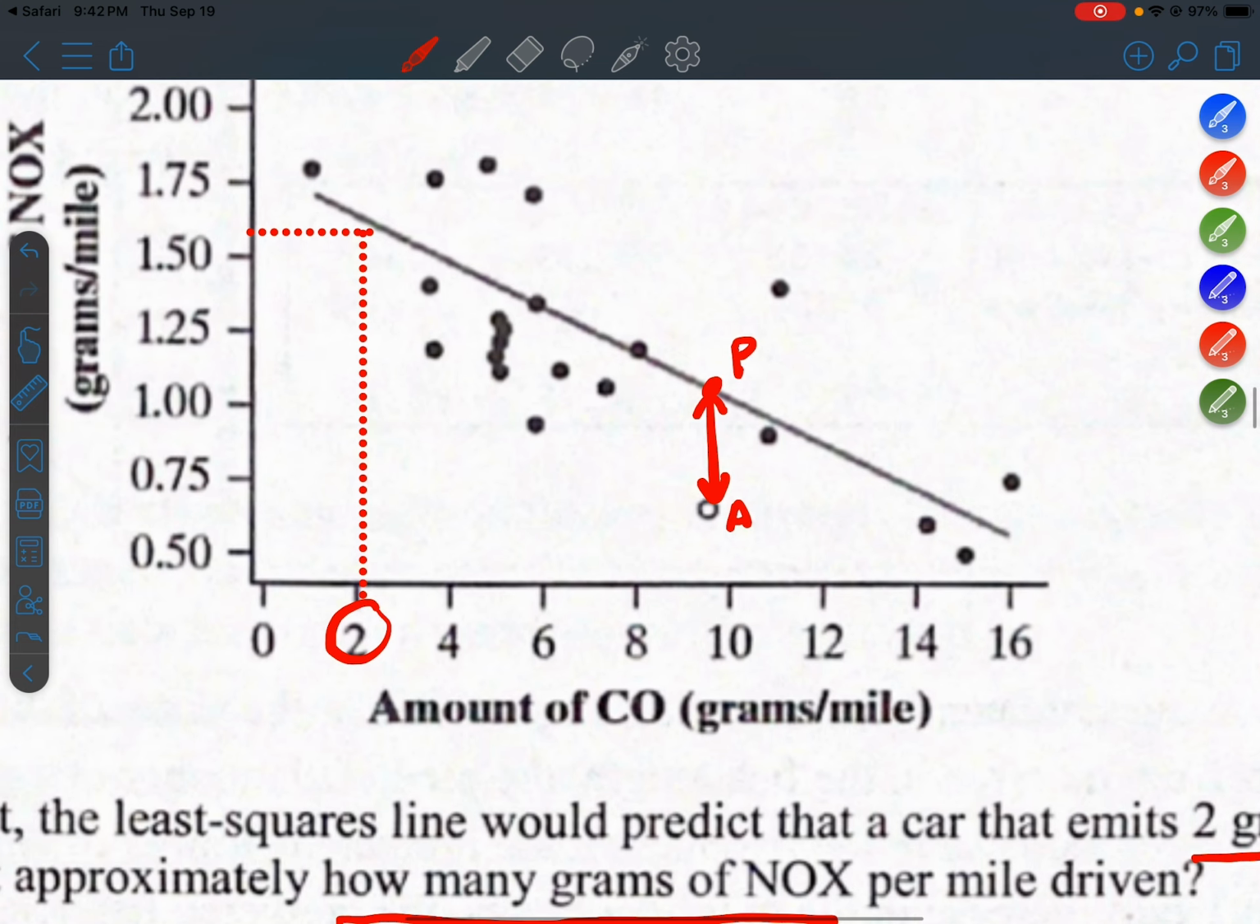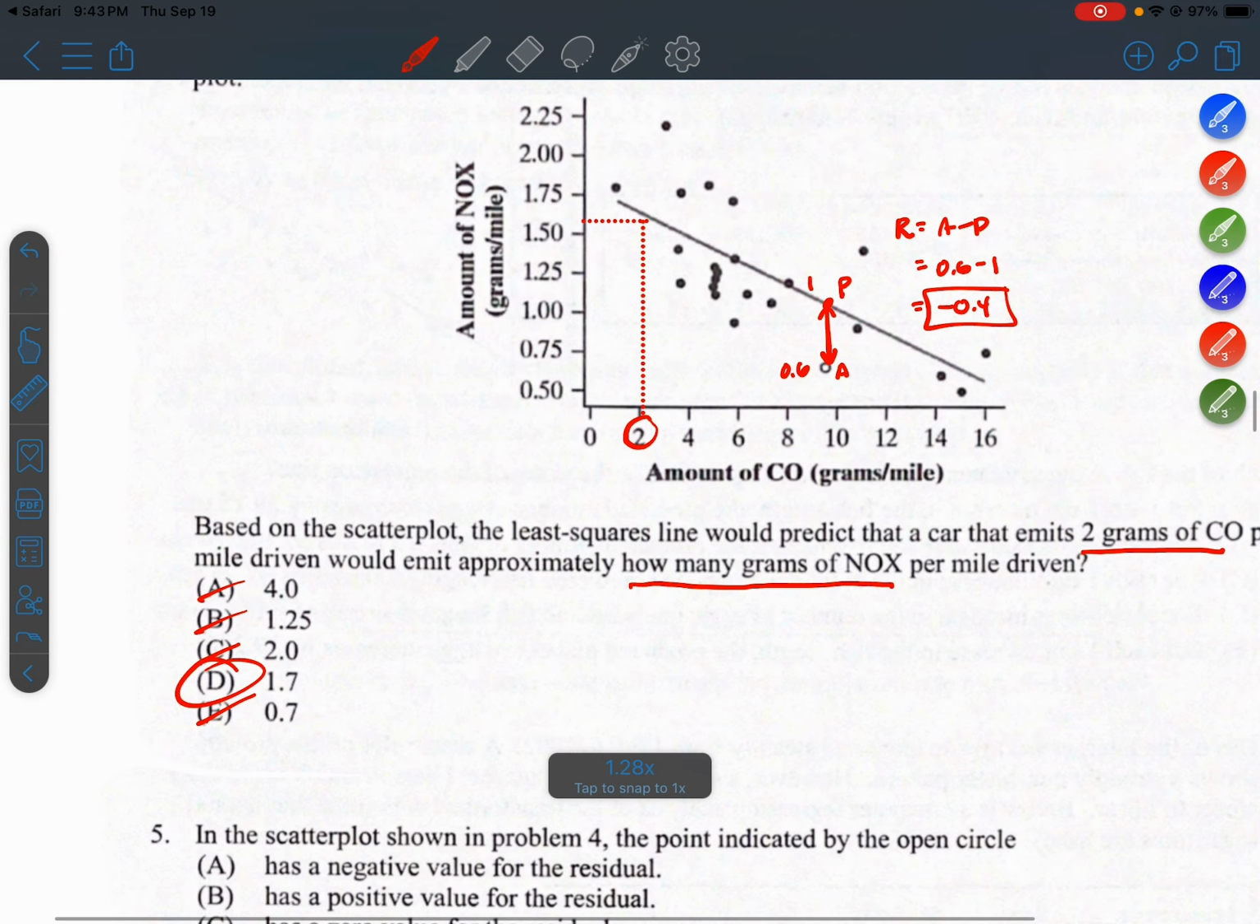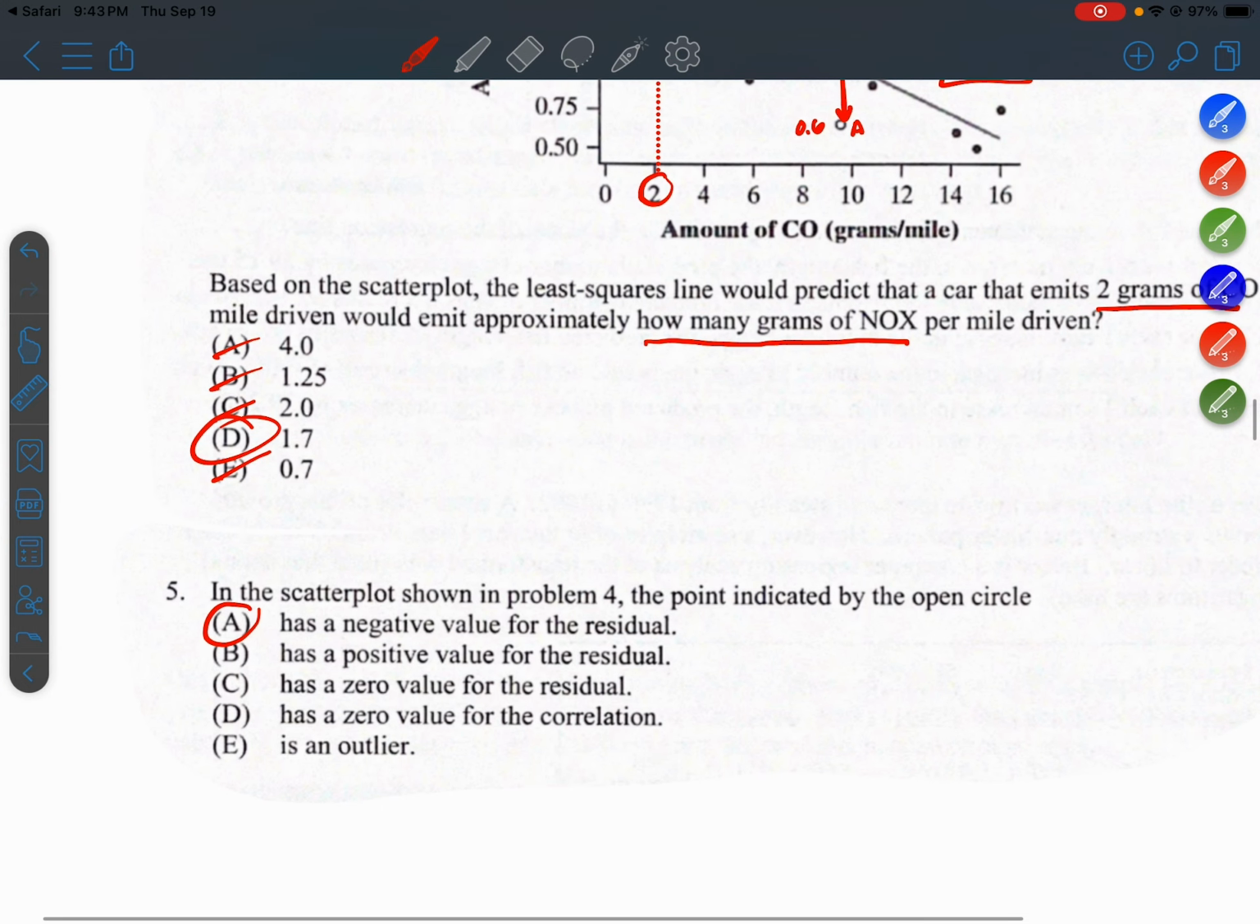So that actual value, if you had to estimate it, maybe it's like a 0.6. And the predicted value, if you were to estimate it, maybe around 1. So the residual is actual minus predicted. So 0.6 minus 1 is negative 0.4. The residual would indeed be negative. So A is the best answer.